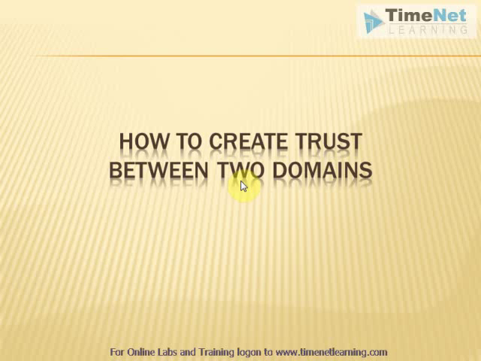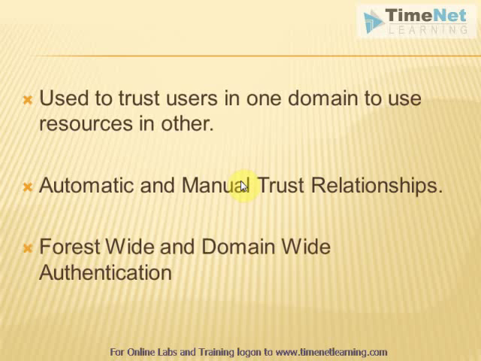How to create trust relationship between two domains. Trust relationships are used to give ability to users in one domain to access the resources in another domain. Normally, the users of one domain will be having authentication to use the resources in that domain only in which they reside. But if we want to give the permission to the users to use resources in another domain, you have to create trust relationships between these two domains.